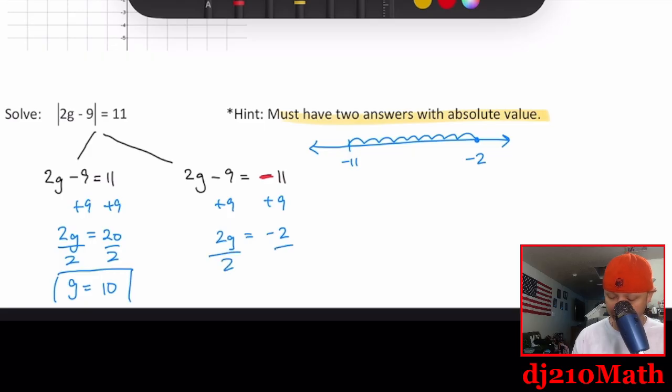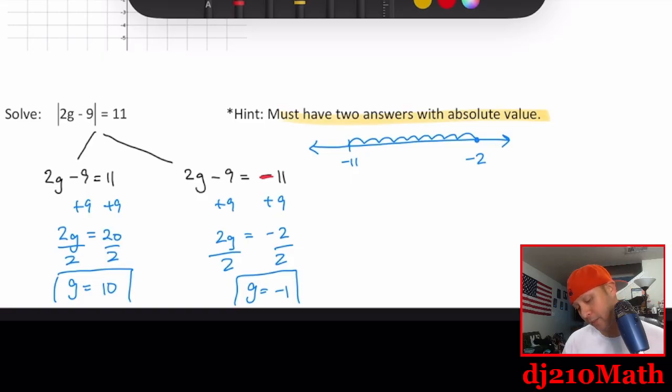Divide both sides by 2. And g is equal to negative 1. Right? Negative 2 divided by 2 is negative 1. Let's check our answer. 2 times negative 1 is negative 2. Negative 2 plus negative 2 minus 9 is negative 11. Absolute value of negative 11 is positive 11. So both of our answers work.